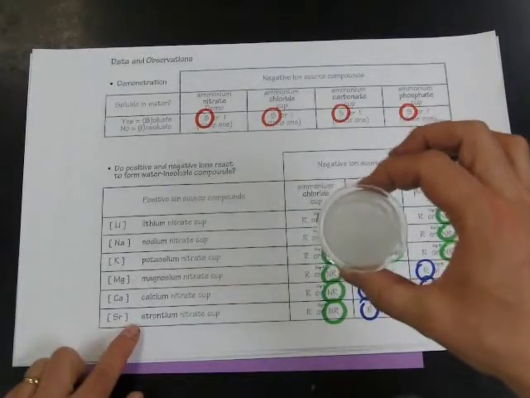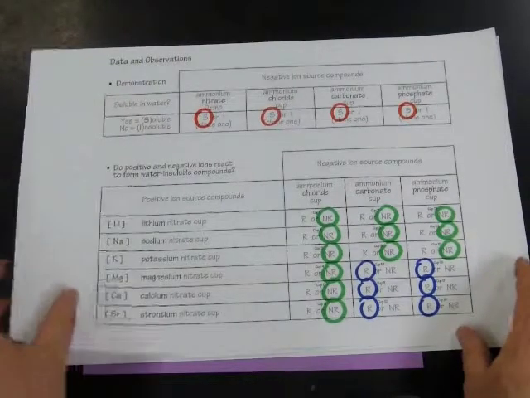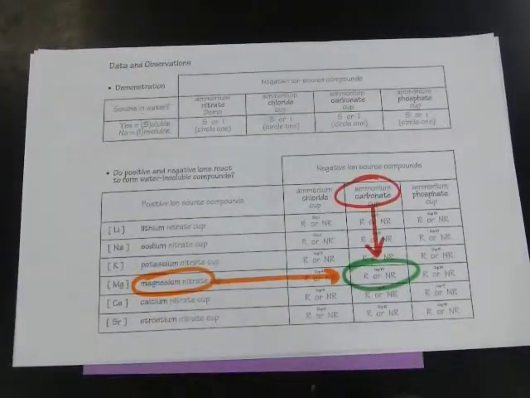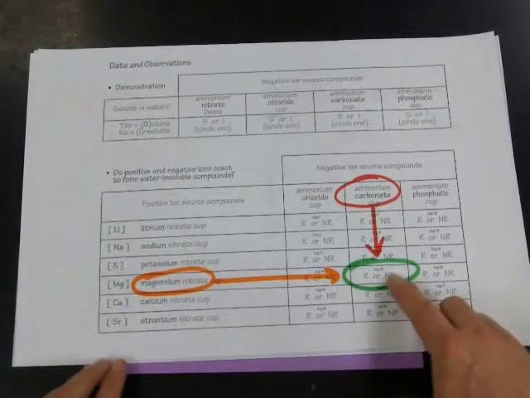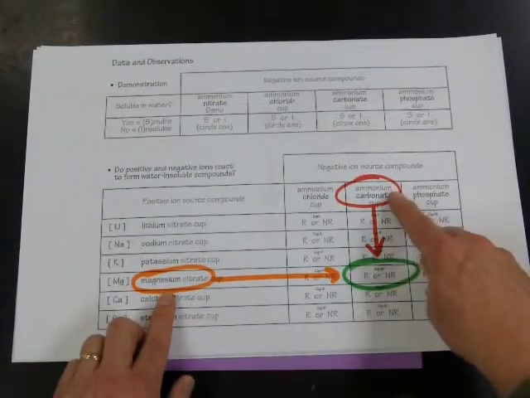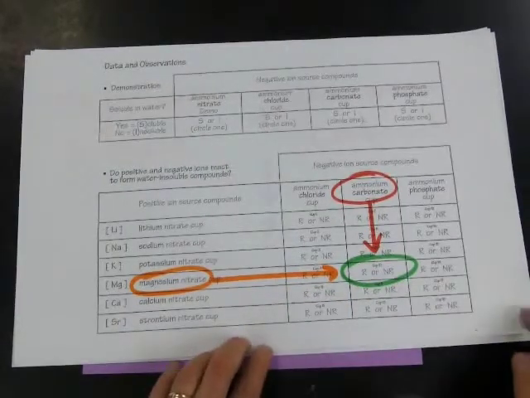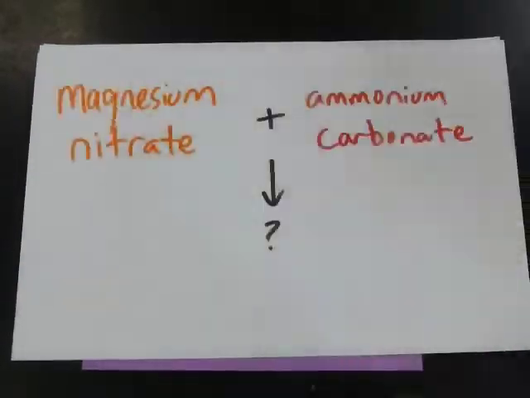Let's look a little bit closer at what's going on in that reaction and refresh our memory on what a double replacement reaction is. Just focusing on this trial here in cup number 10, where the magnesium nitrate and the ammonium carbonate were combined and a reaction was observed, what's really going on in there?